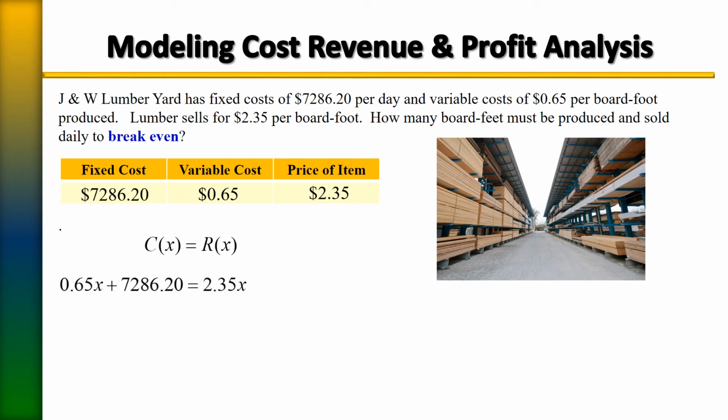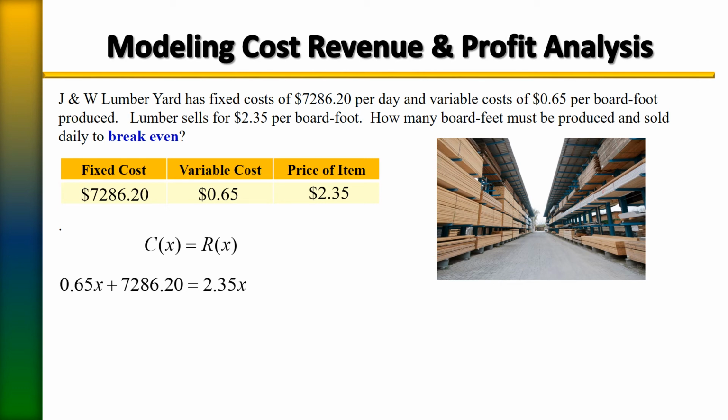So our cost function is going to be 0.65x, that's our variable costs, plus our fixed costs of $7,286.20. And on the right side, we have our revenue costs, which is the price of the item times the number of items we sell. So since we don't know that, we just put an x to represent that. So now we're ready to go ahead and solve this equation.